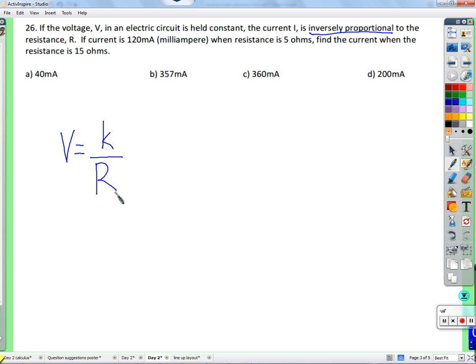Okay? Now let's think about that. Why would we call that inversely proportional? This is inversely proportional to that. Can you make sense of why those words got used? There's a good way to say it. If R goes up, V goes down. Vice versa. The bigger R gets, the smaller V gets. Because K is a constant. There's like this number K out there that we need to find. And we'll know what it is.